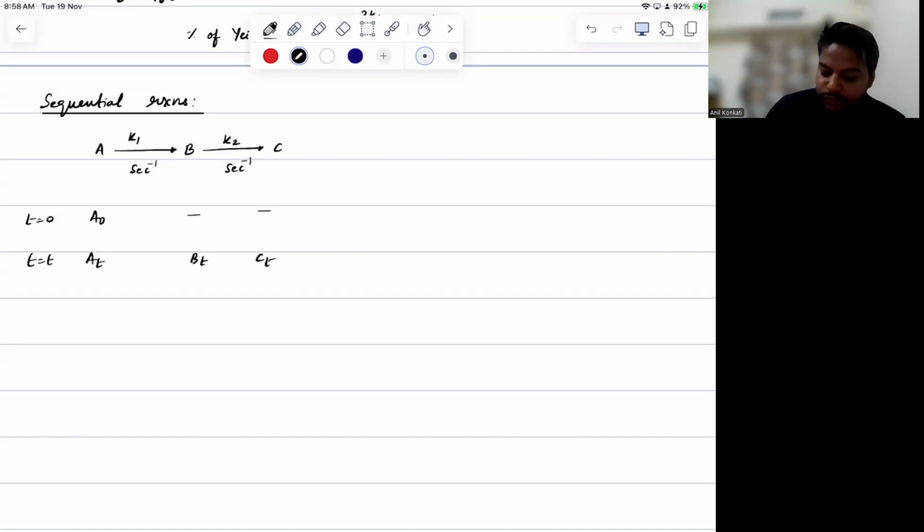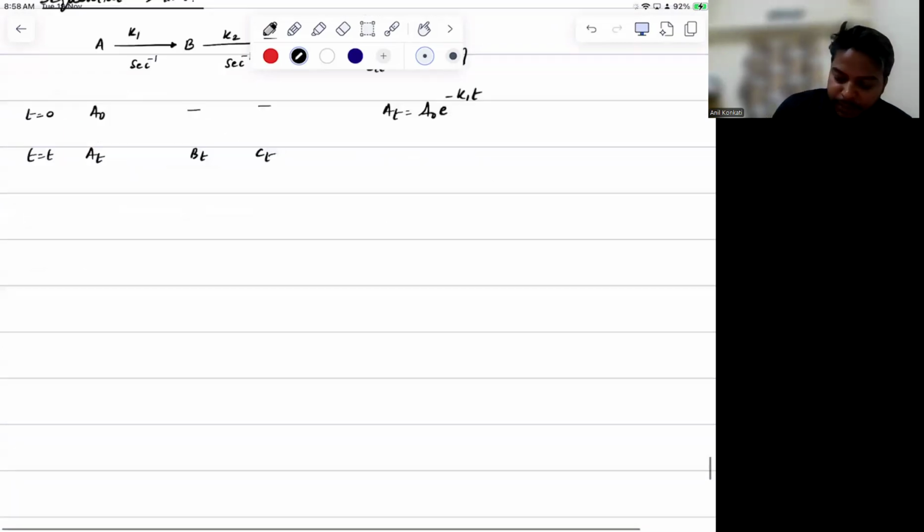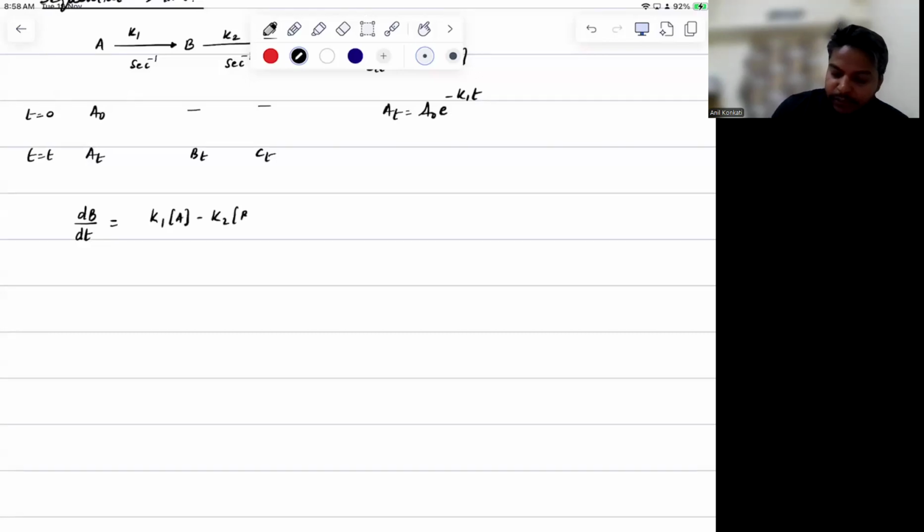Okay. So same way here also we can write minus dA by dt is equal to K1 into A. So from here I can get At is equal to A naught into e raised to power of minus K1 into t. Next, dB by dt is very interesting here. When you write dB by dt, it is gaining first from A and losing towards C, isn't it? Which we could write as dB by dt plus K2 into B is equal to K1 into A.